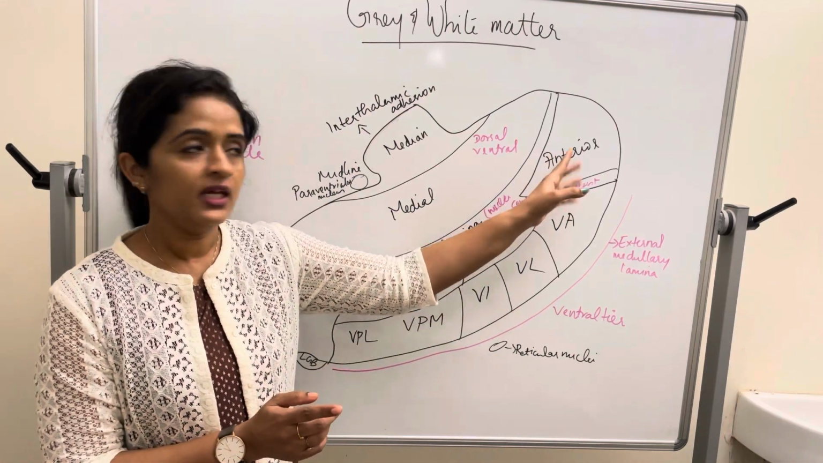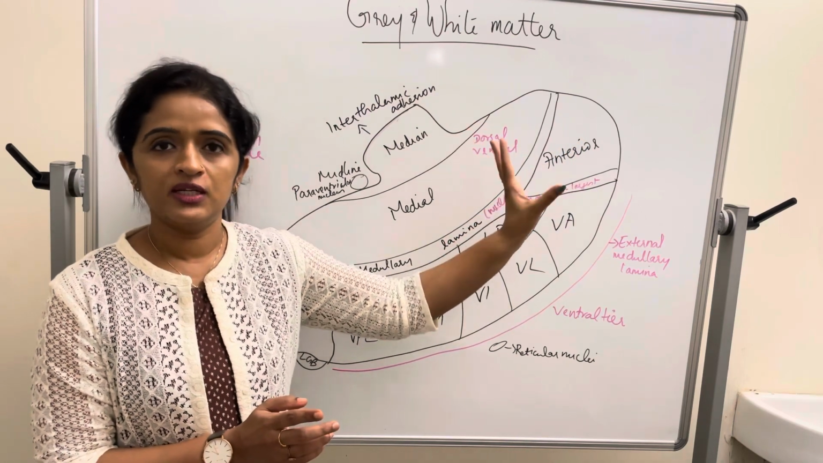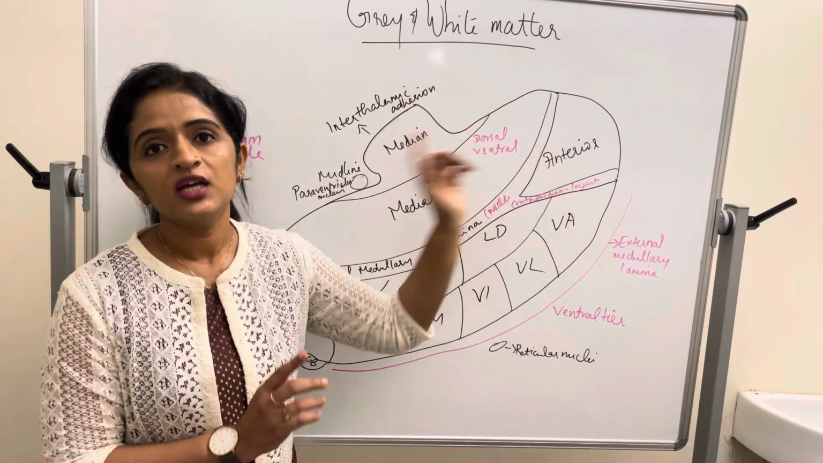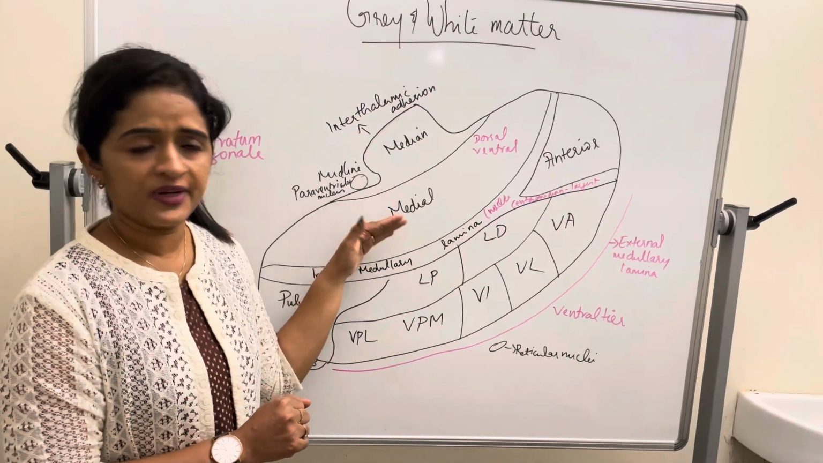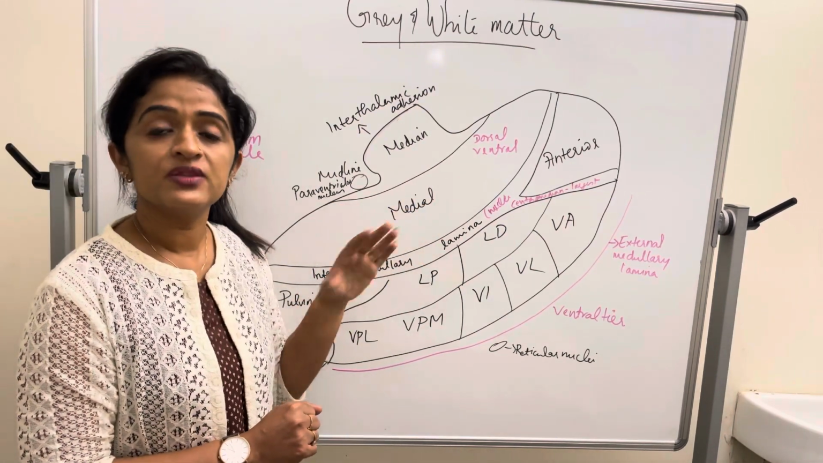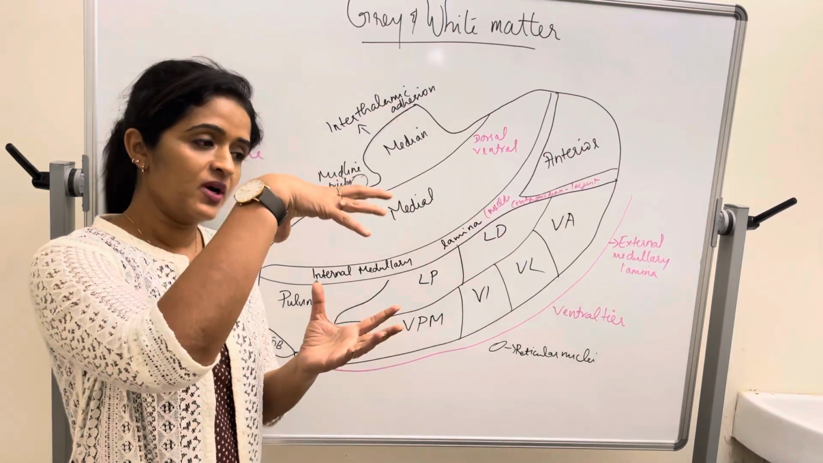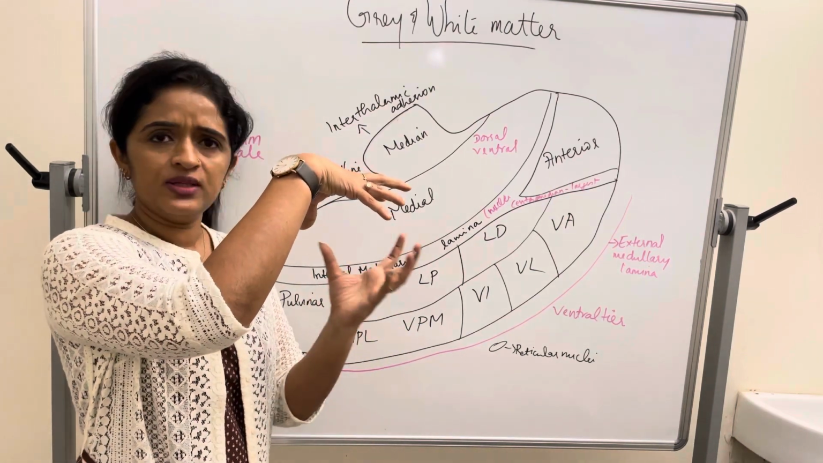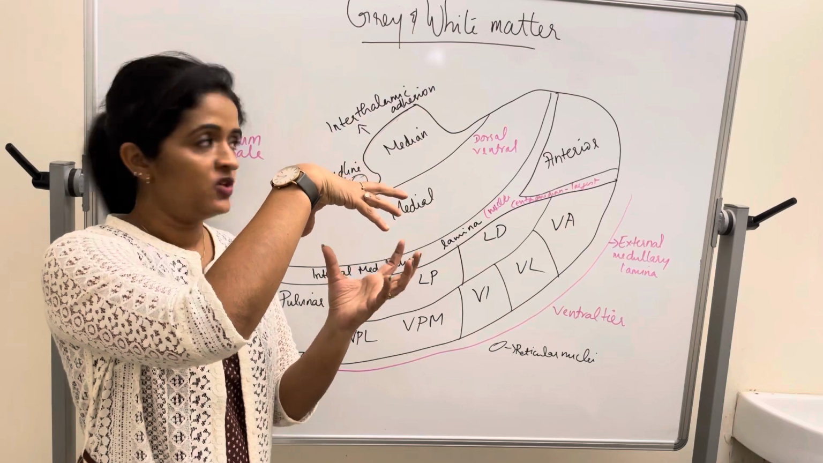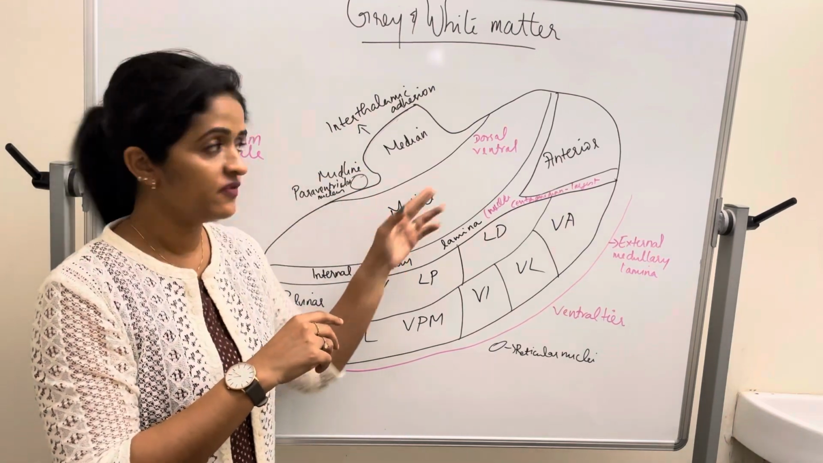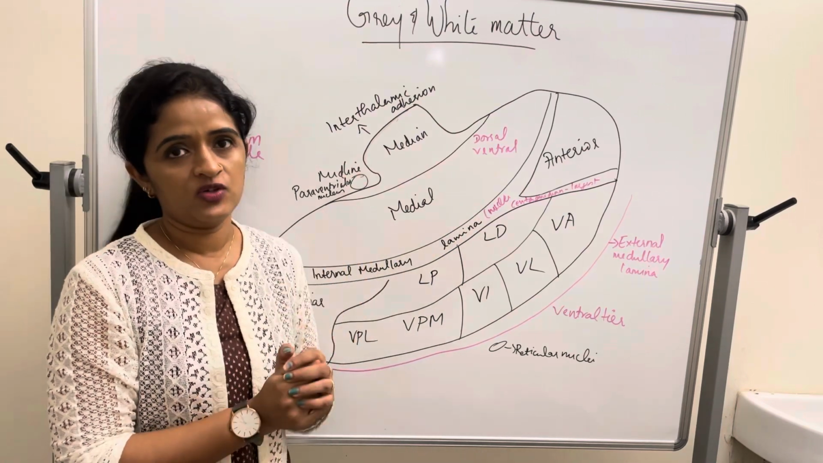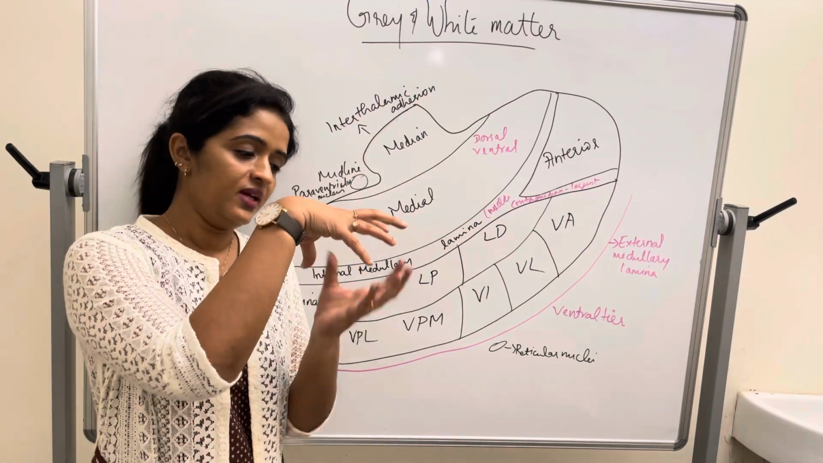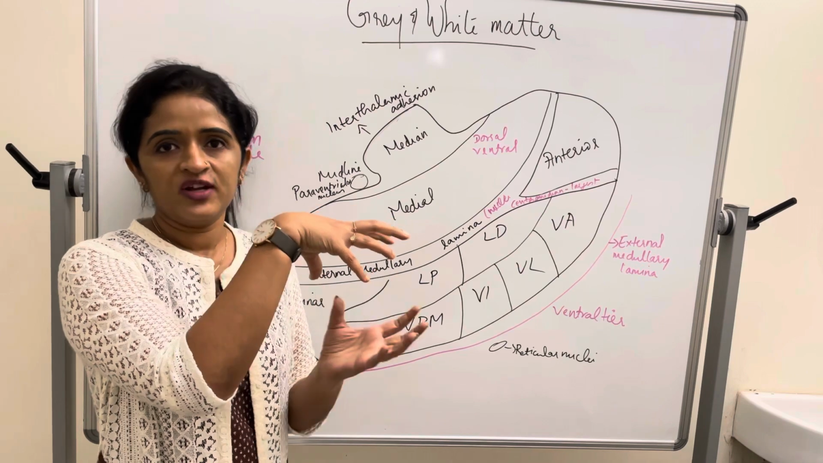Anteriorly, the anterior group nuclei are lying between the two limbs of internal medullary lamina. Coming to the medial aspect, this medial group is further divided into a large mass which is lying dorsally and a very small mass which is lying ventrally. So the medial group is further divided into medial dorsal and medial ventral: a large one lying dorsally and a very small one lying ventrally.